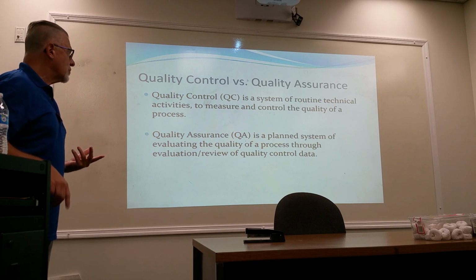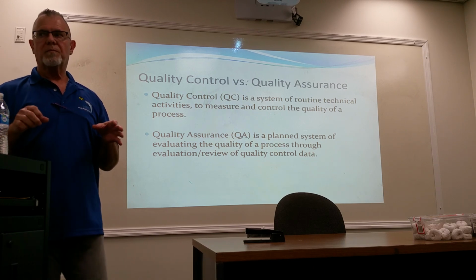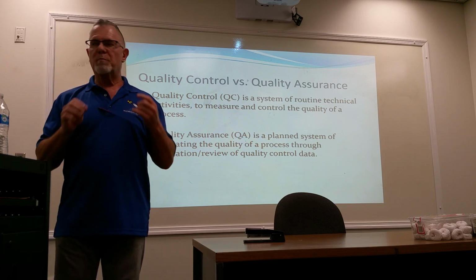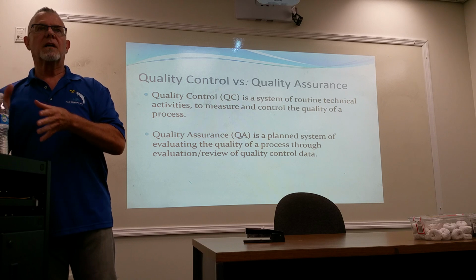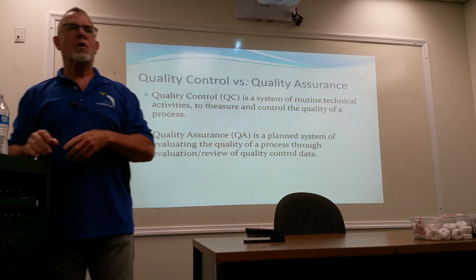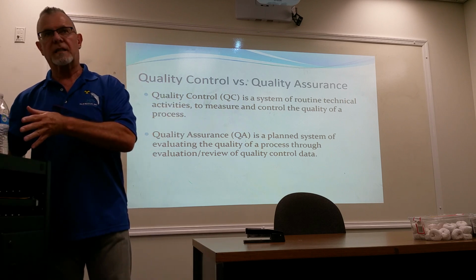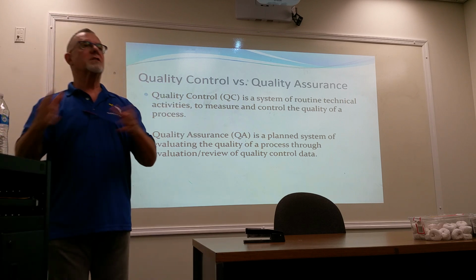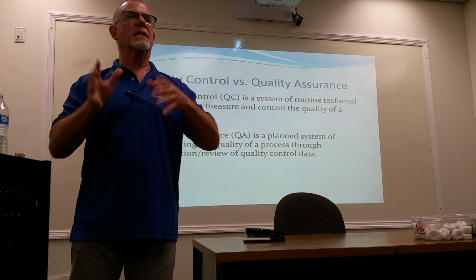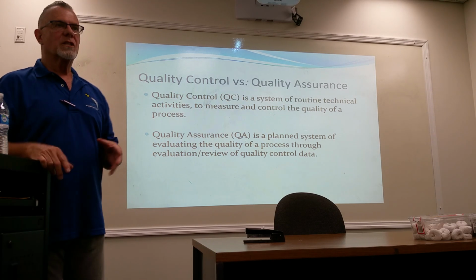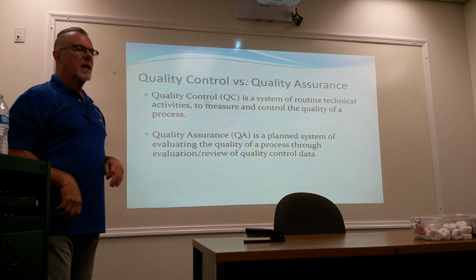So quality control is a system of routine technical testing activities that you measure and control the quality of a process. A process. So in the old film screen days, processing was a process. Okay. Positioning is a process. Technique and exposure is a process. Okay. So it's individual silos, if you will, for different types of tests you could do.